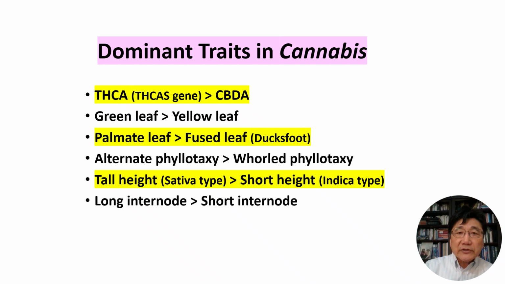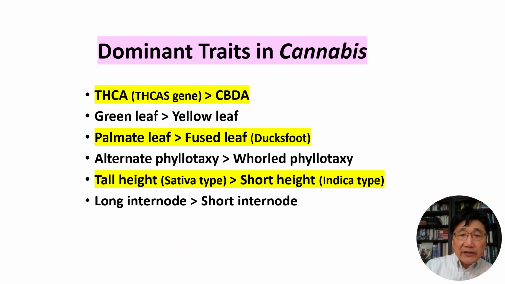This slide shows several dominant traits in cannabis. THCA producing allele is considered dominant over the CBDA producing type. Green leaf is a dominant allele over yellow leaves. Palmate leaf is a dominant allele over fused leaves such as duck's foot. Alternate or opposite phyllotaxy is a dominant allele over whorled phyllotaxy.